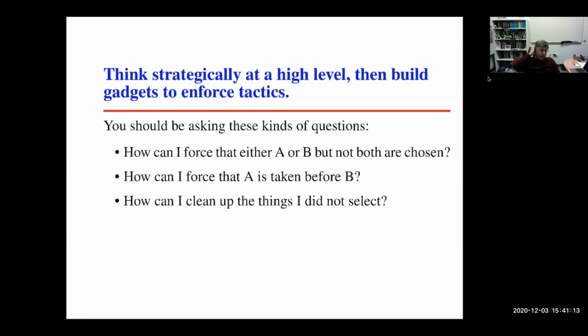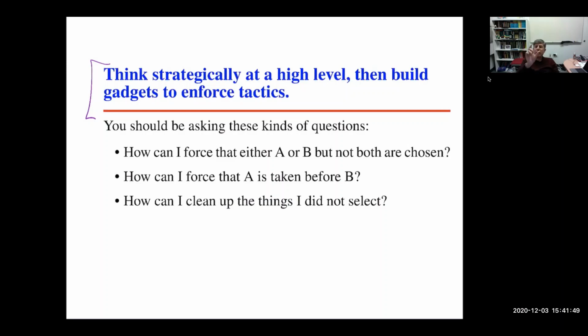When I think about my transformation, there are strategic decisions, which are at a high level: what are the general similarities between the two problems? And then there are tactics: how do I do the translation to make those similarities come out? How do I force that either A is chosen or B is chosen, but both aren't? That in the optimal solution, I have to pick either A or B.